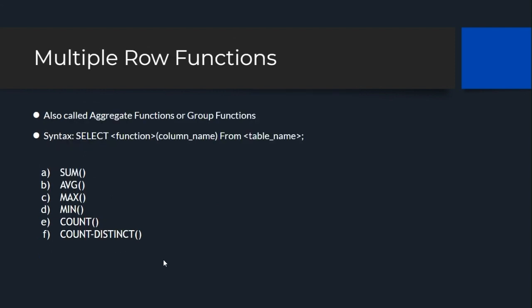And in multiple row functions, these are also called aggregate functions or group functions, and the syntax for them is select, then function name, then from table. And the examples are sum, average, max, min, count, distinct. Okay, so this way now we will discuss them one by one.